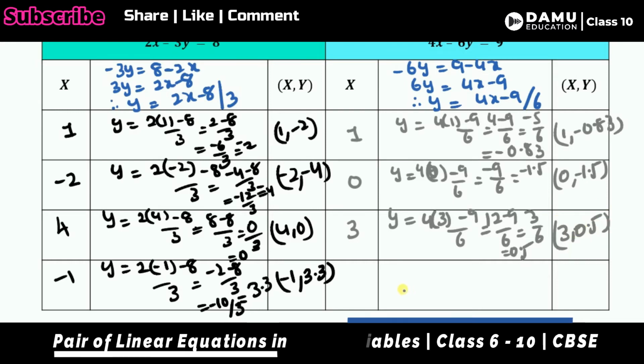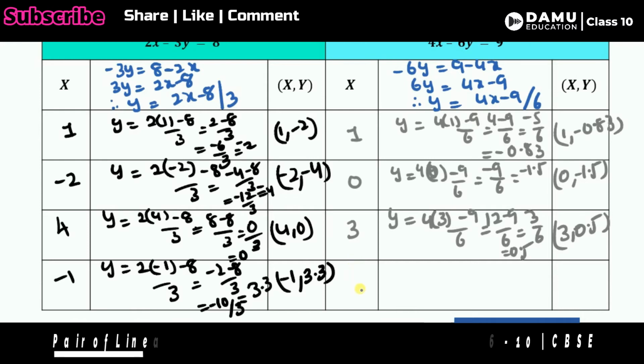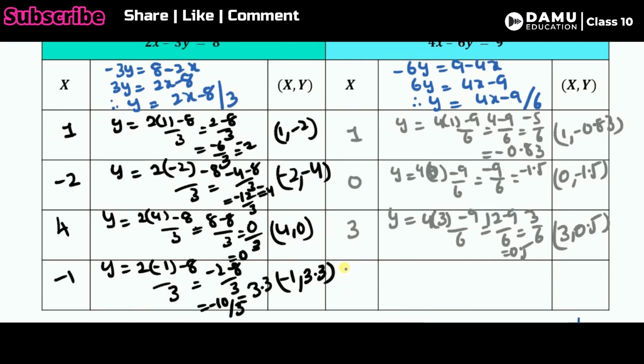Then let's move on to any negative values. You can take minus 3 or minus 2 or minus 1. So if you take minus 2, what answer will we get? Or you can take it as minus 5 by 6.